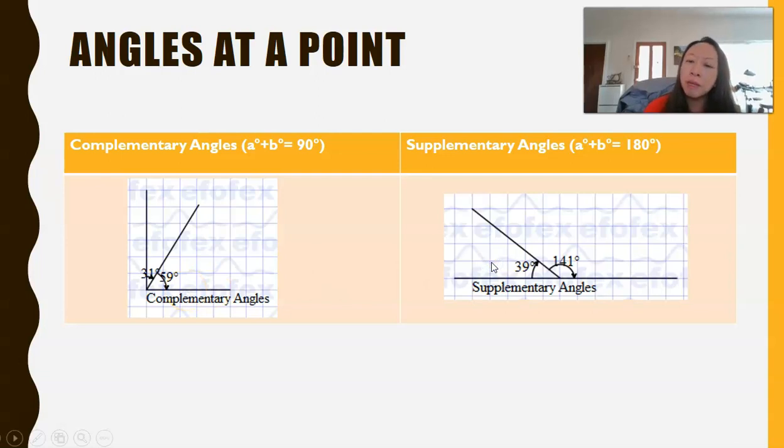So supplementary angles will add up to become 180 degrees. A straight line is 180 degrees, and I actually drew just a line across this, and 39 plus 141 becomes 180, and therefore they are supplementary angles.